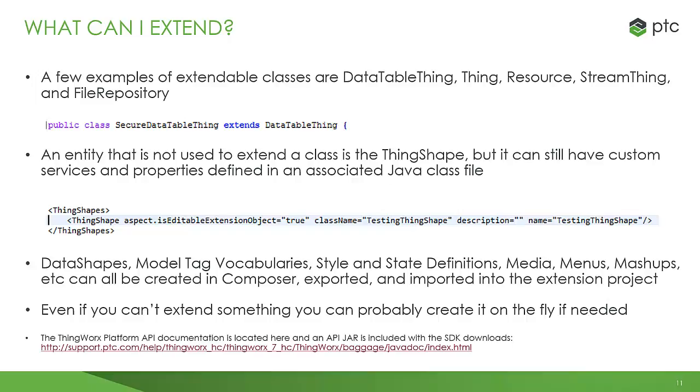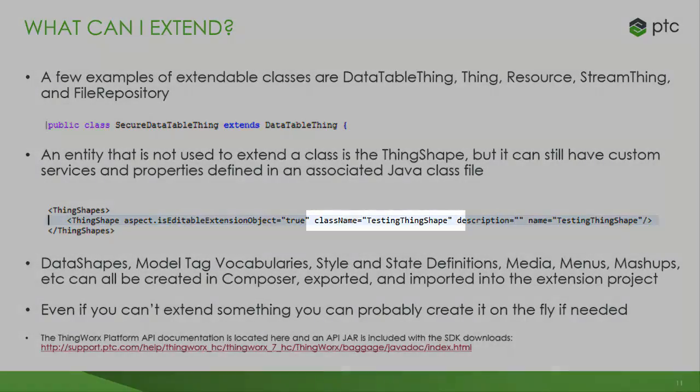Thing templates can be created from any other available thing template in the ThingWorx application. This includes things like a remote thing or file repository. In the first image on this slide, you will see how the extends data table thing class definition line appeared prior to the annotations we use today. There are some entity types in ThingWorx that are not used to extend a Java class. The thing shape is one of those. It is not used to extend a Java class and is instead mapped to one in the metadata.xml file.